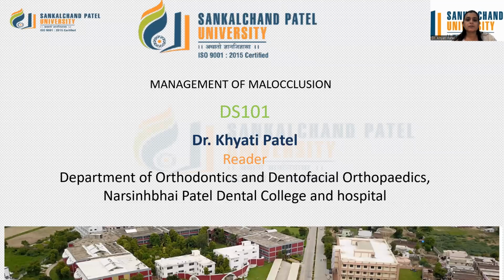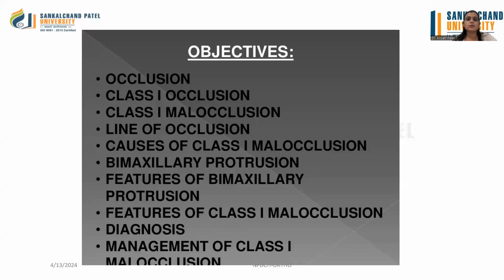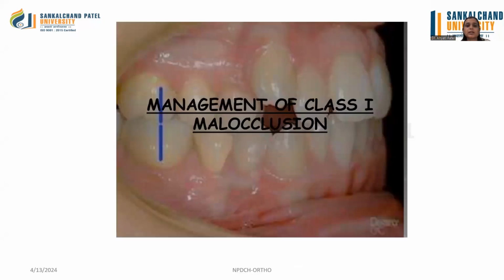Good afternoon, everyone. Today my presentation topic is management of some simple malocclusion. So, what are the objectives of this? We have to define first occlusion, class 1 occlusion, class 1 malocclusion, then line of occlusion, then different types of the class 1 malocclusion, bimaxillary protrusion, some features, diagnosis, and treatment plan.